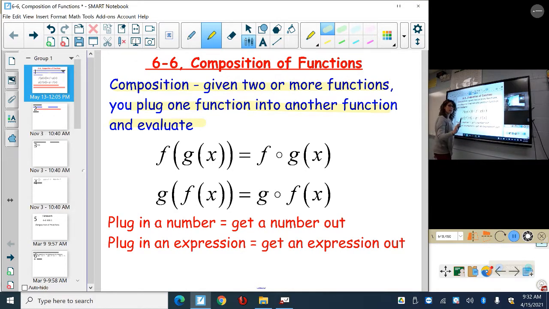So there's two ways that it can be expressed. It can have f of g of x, where you have the parentheses, or you can have the little o, which is also exactly the same thing. G of f of x, g of f of x. They're the same exact thing.